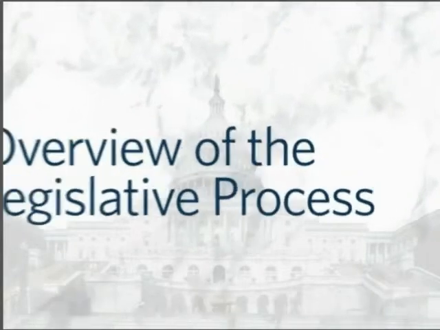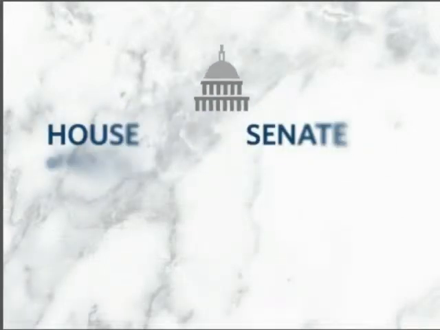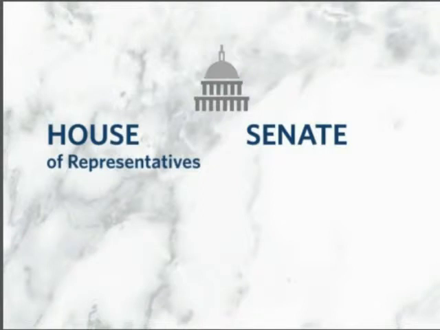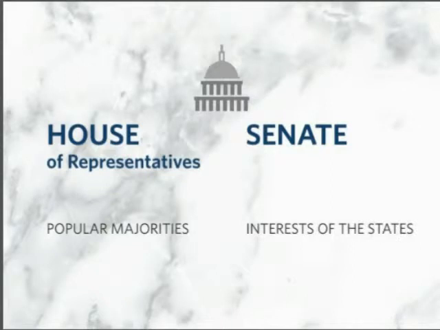Article 1 of the U.S. Constitution grants all legislative powers to a bicameral Congress, a House of Representatives and a Senate that are the result of a great compromise seeking to balance the effects of popular majorities with the interest of the states.